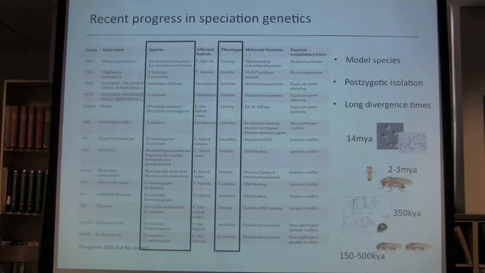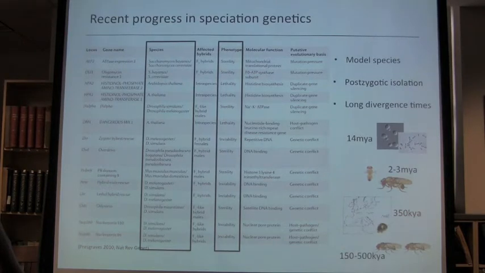And the Mus semi-species, actually, that they have used in the European house mouse comparisons have a divergence time of 350,000 years. And then finally, the Drosophila pseudoobscura races that they have been studying have a divergence time of 150 to 500,000 years. And so we're getting better here. We have some more recent comparisons, but again, we're still talking about hundreds of thousands of years.